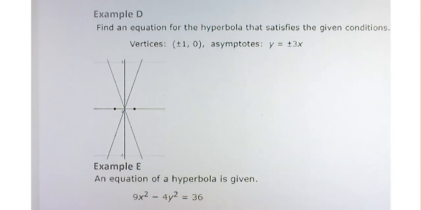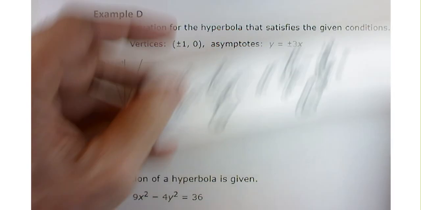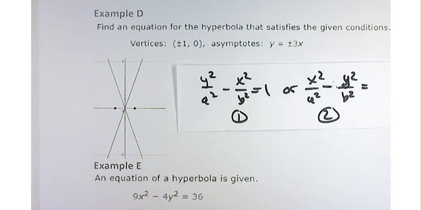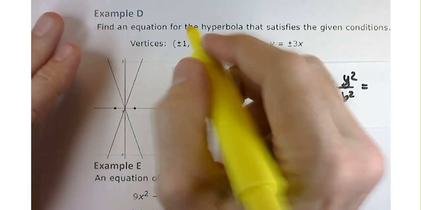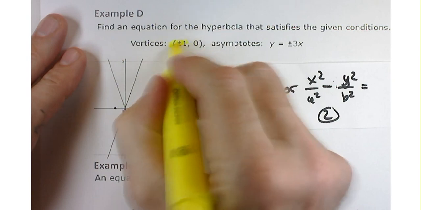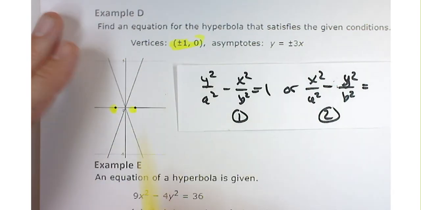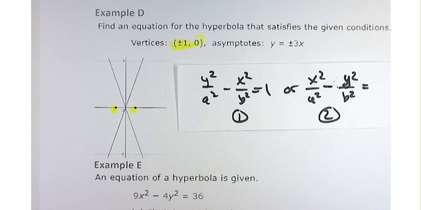So again, let me go back to this decision. Y squared over a squared minus x squared over b squared equals 1, or the other way around. Which one do you think is the correct one for this graph, keeping in mind that you have vertices at plus or minus 1 and 0? So which one's the correct one?